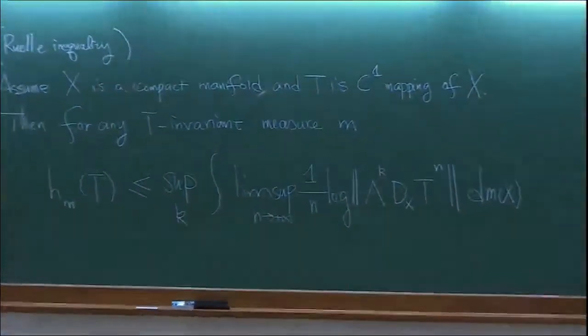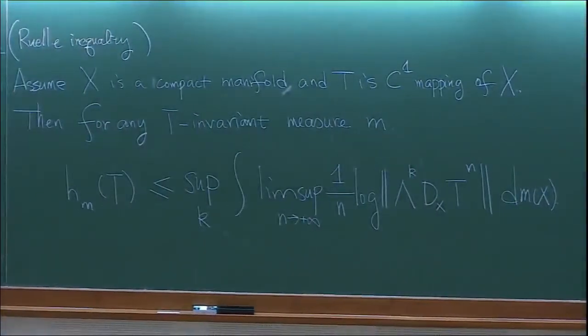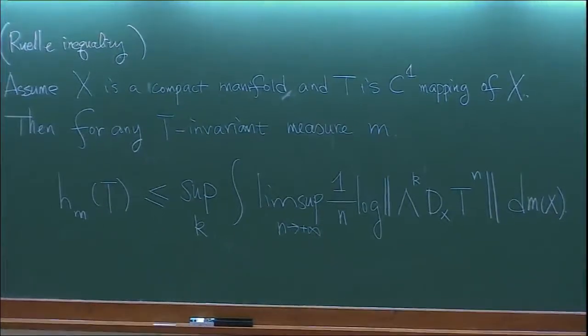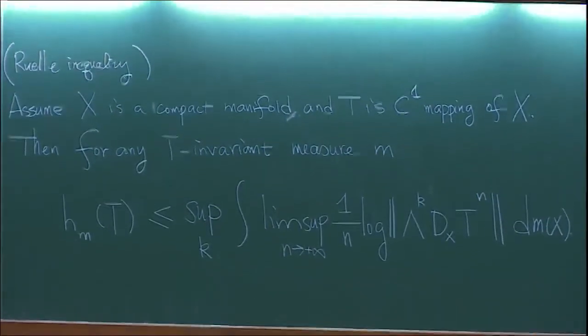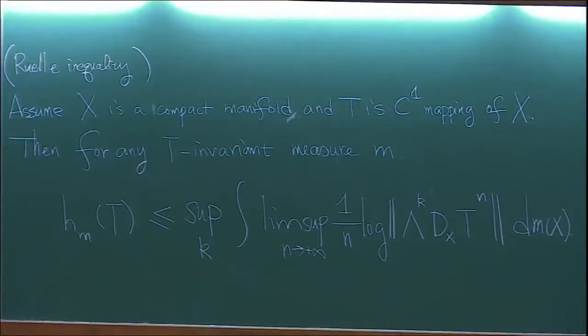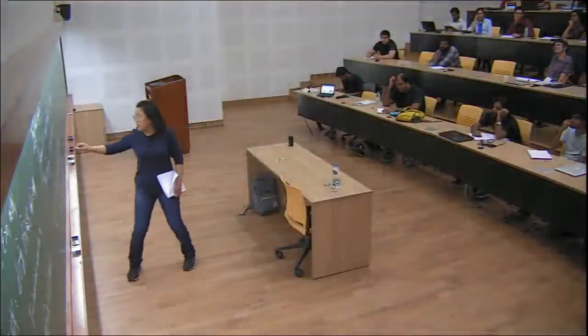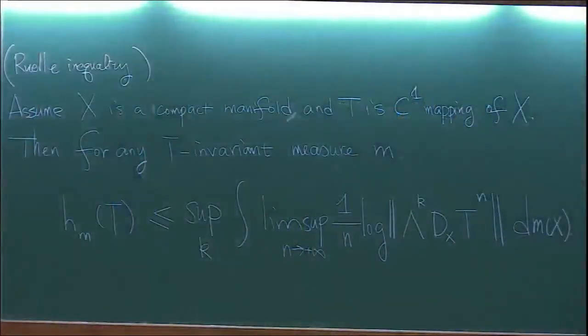Some properties that characterize the equality? Which one? I mean, the entropy is always less than the supremum over k, blah, blah, blah. Yeah. I'm wondering if there are some properties that characterize the equality. Yeah, of course. That's one topic in dynamical systems. Okay. So, Pesin theory and things.